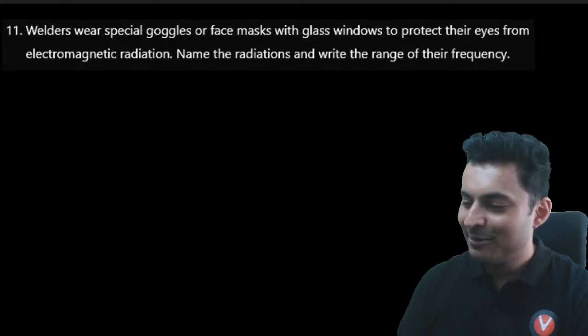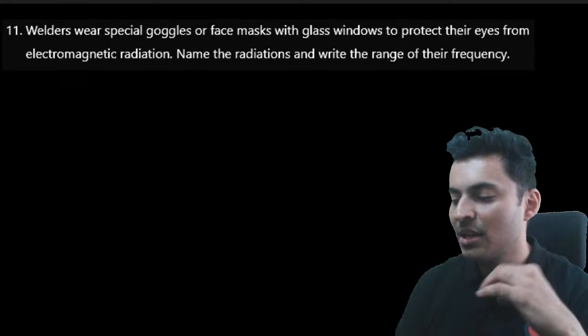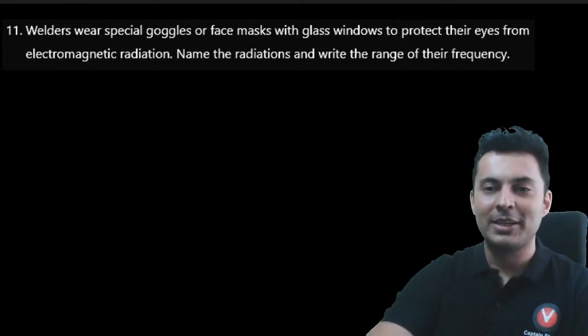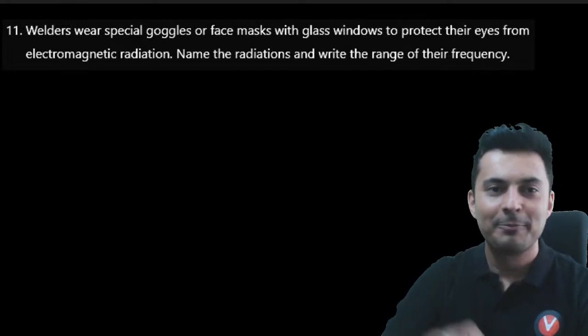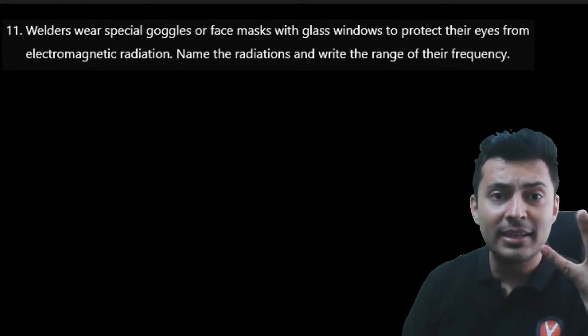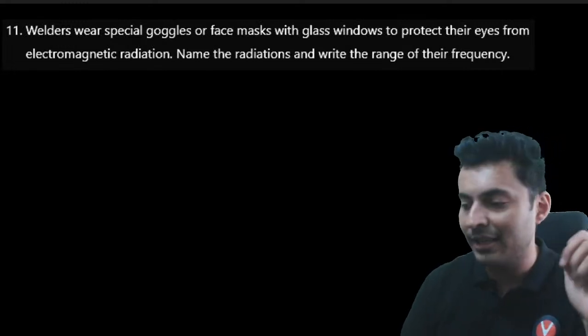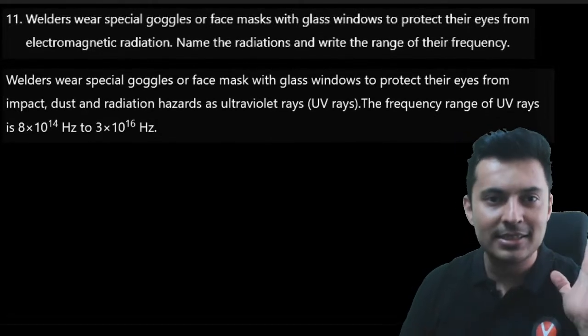Welders wear goggles, face masks with glass windows to protect their eyes from EM waves. What radiations are them? And what is the range of the frequency? Come on, my dear students. Yes, the goggles and the mask which they wear is to protect them from those harmful radiation which might damage their eyes permanently. And they are nothing but ultraviolet rays.